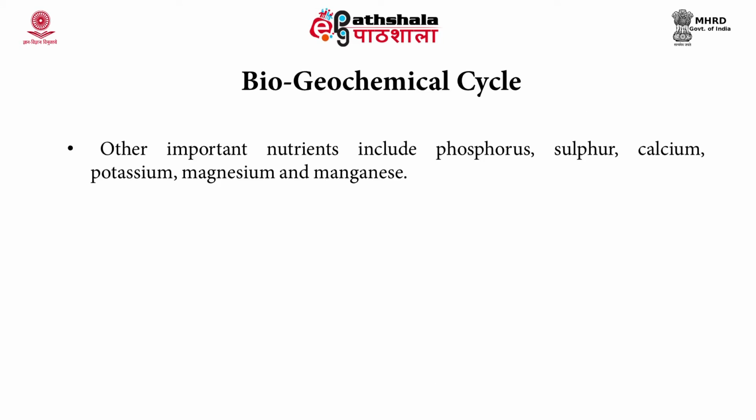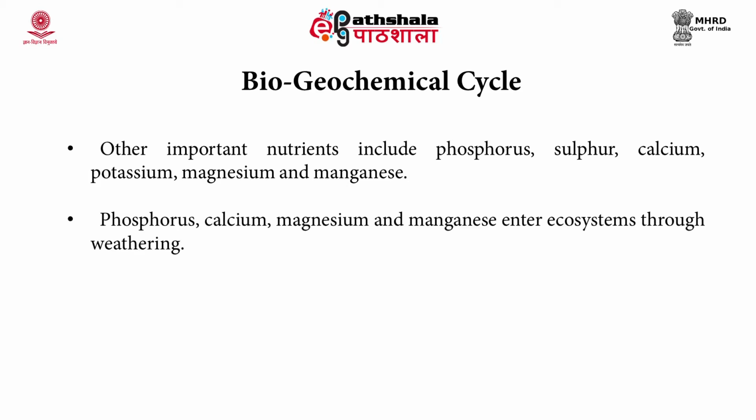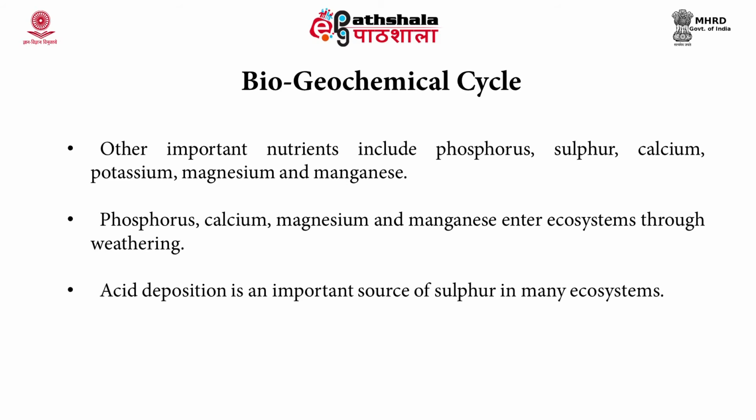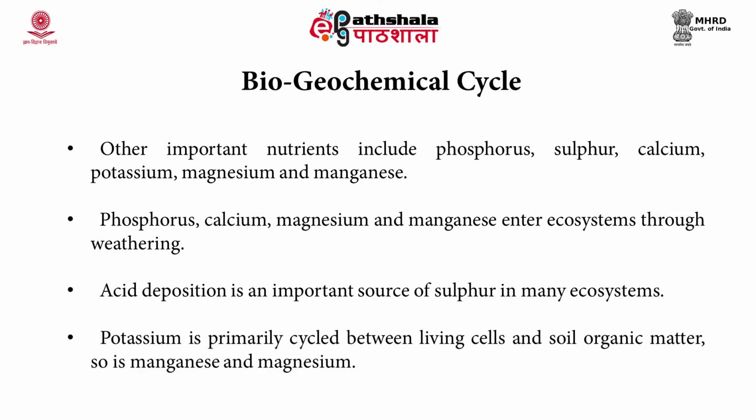Other important nutrients include phosphorus, sulfur, calcium, potassium, magnesium and manganese. Phosphorus, calcium, manganese and magnesium enter the ecosystem through weathering. Acid deposition is an important source of sulfur in many ecosystems. Potassium is primarily cycled between living cells and soil organic matter. So are manganese and magnesium.